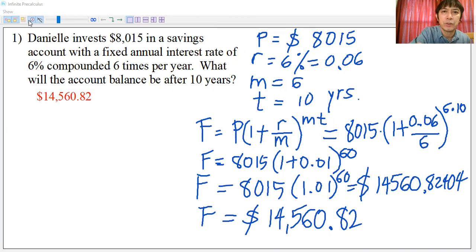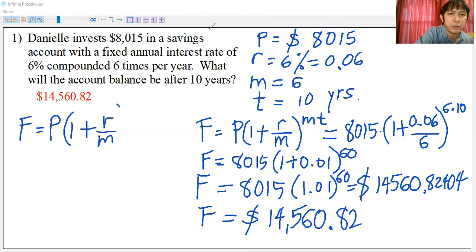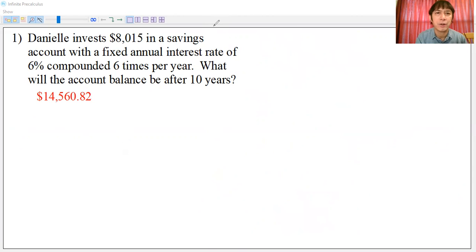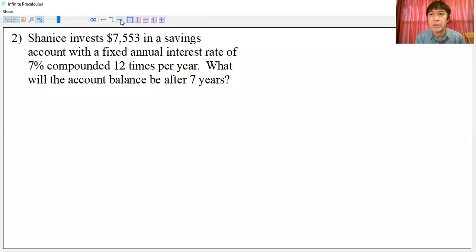All right, just remember this formula. F, final balance, is equal to amount invested times the quantity 1 plus rate of interest over number of compounding periods, raised to the power, the product of the compounding period and t. All right, so that will be the formula. Let's continue with the second, clearing our first, and then continue with our next problem. Okay, here's our number 2.